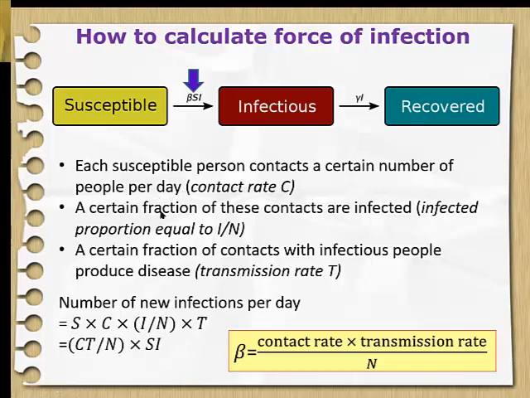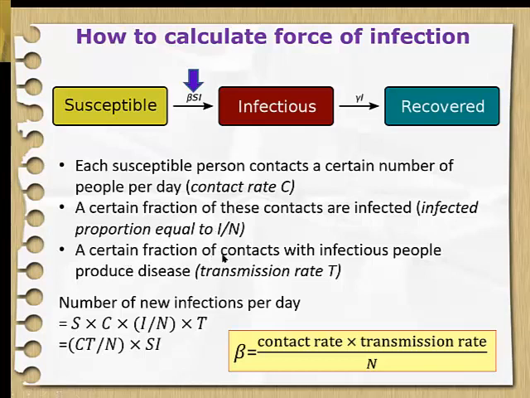Now, a certain fraction of these contacts are infectious. I should say infectious here. The infectious proportion is equal to I over N. So out of these C contacts, a proportion I over N will be infectious. So in other words, if I contact 10 people per day and 1/5 of these people are infected, then that would be 10 people times 1/5. On the average, I would contact 2 infectious people per day.